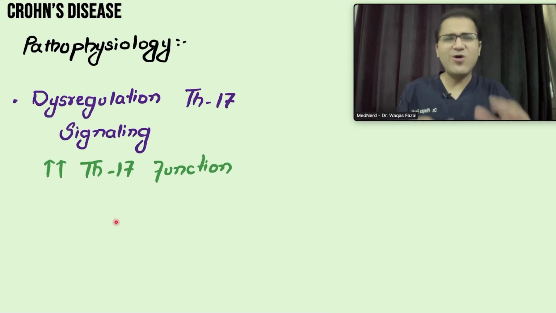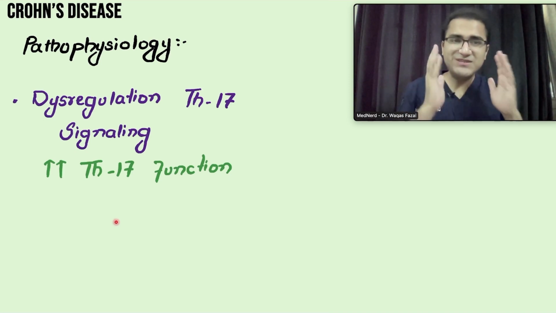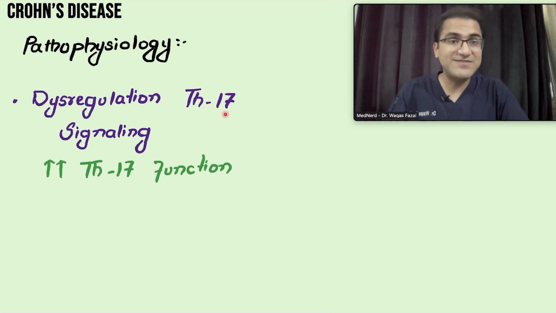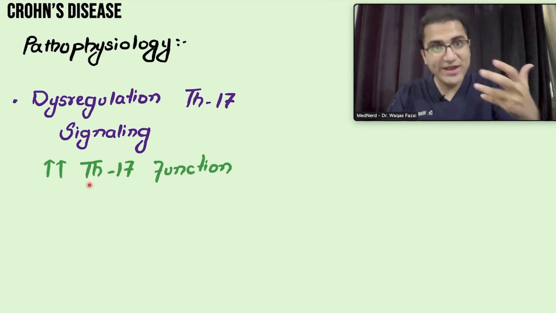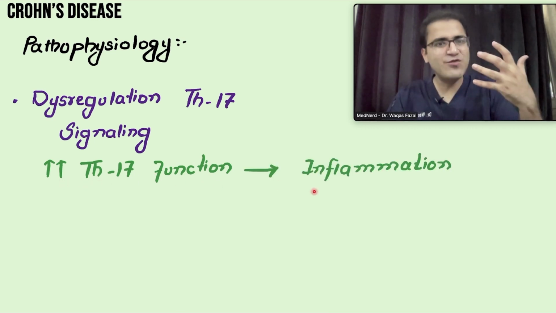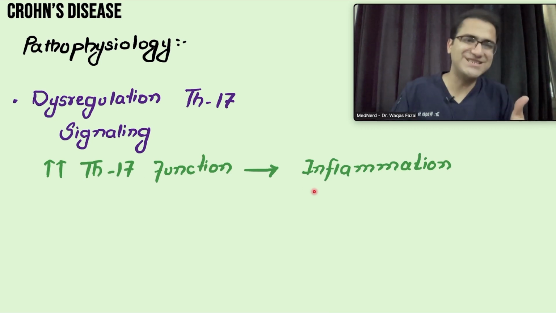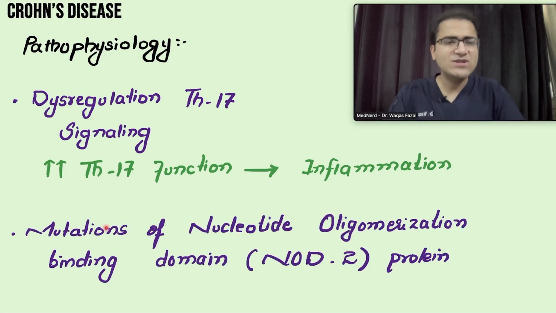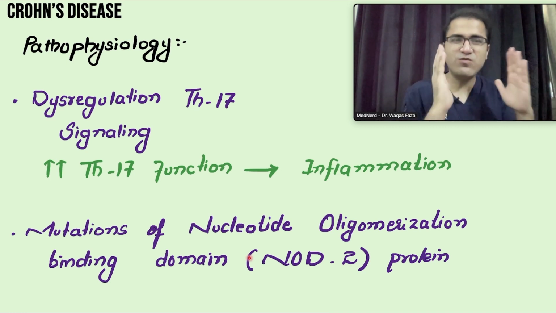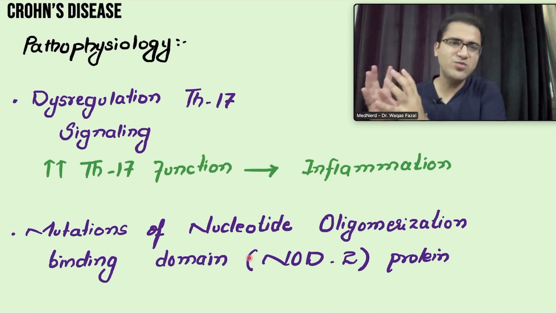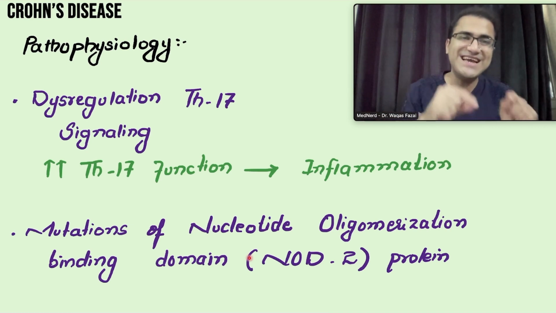Now, the pathophysiology. How does this immune dysregulation take place? Basically, Th17, T helper cell 17, has been known to be affected in Crohn's disease. What happens is that Th17 is overactivated, and it results in increased inflammation, and that inflammation affects the GIT tract. Other than that, some mutations of the nucleotide oligomerization binding domain NOD2 protein have also been associated with Crohn's disease. Now, you just need to have an idea that this patient of Crohn's disease might be having some autoimmune problem where the immune system might be activated and attacking its own gut.